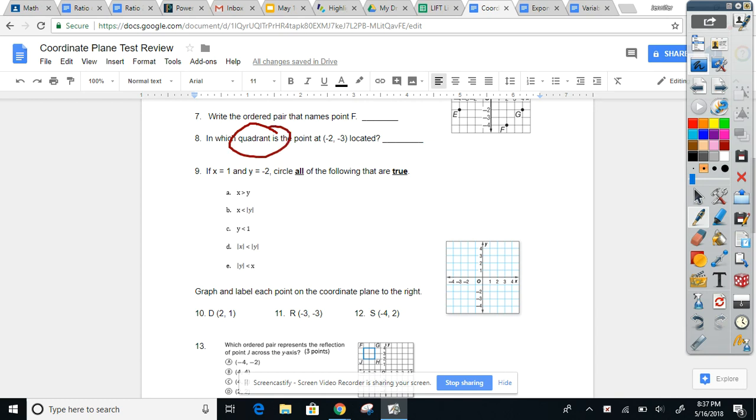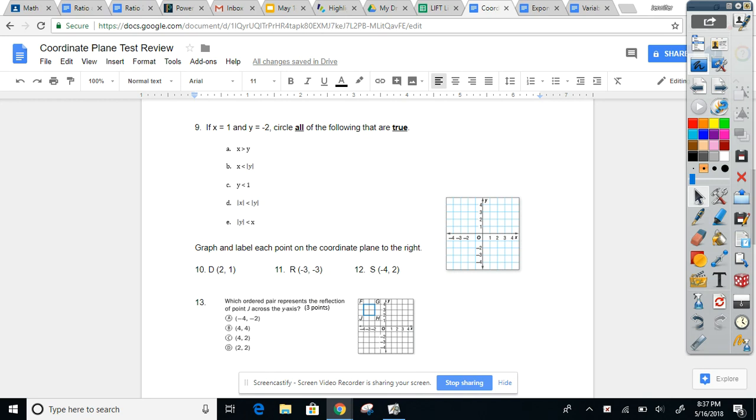It wants to know which quadrant the point -2, -3 would be inside of. Okay, number 9. It says if x equals 1 and y equals -2, circle all the following that are true. So we're going to compare numbers. We're going to plug in x and y for A through E.